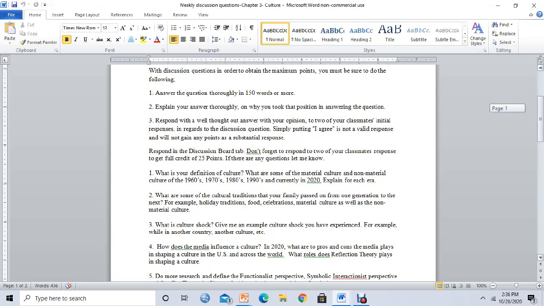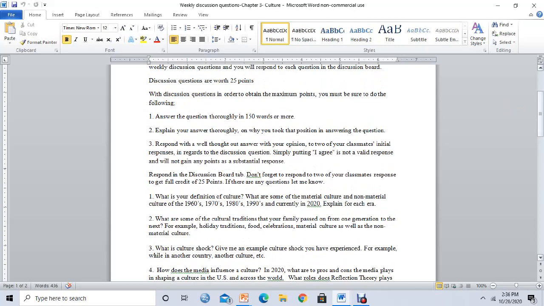So any questions or comments, let me know. That's all I have for chapter 3. Hopefully this can help you all out, and make sure you turn your work in on time. Don't try to do it 2 weeks later. Try to do this discussion question by the date that it's due.